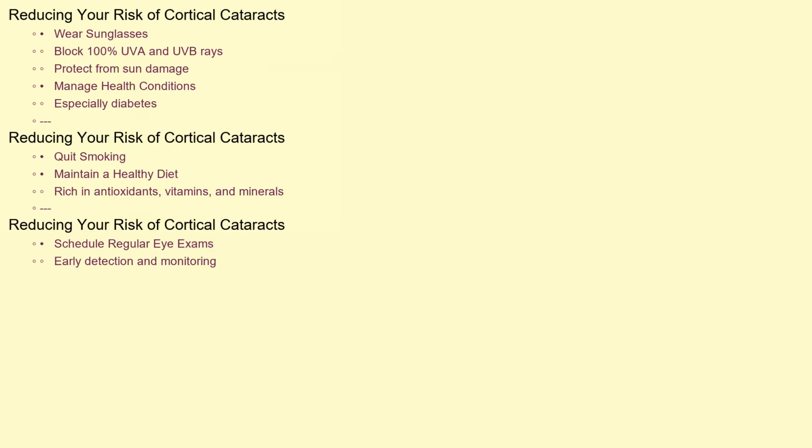While you can't completely eliminate the risk of developing cortical cataracts, there are things you can do to reduce your chances. Wear sunglasses that block 100% of UVA and UVB rays to protect your eyes from sun damage. Manage any underlying health conditions such as diabetes. Quit smoking. Maintain a healthy diet rich in antioxidants, vitamins, and minerals. And, most importantly, schedule regular eye exams to detect cataracts early and monitor their progression.